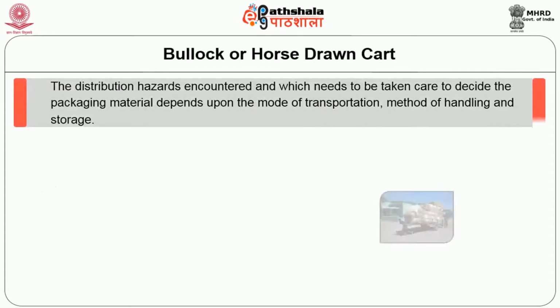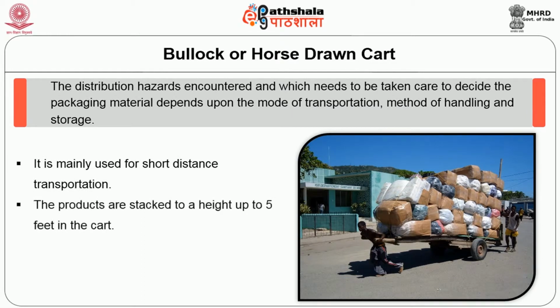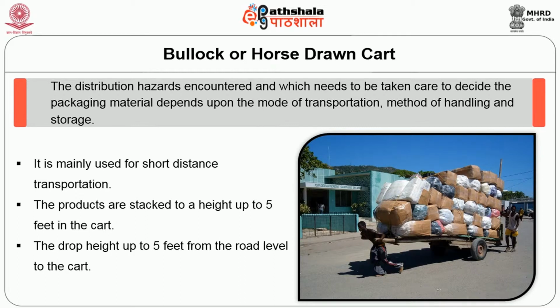The distribution hazards encountered, which need to be taken care of to decide the packaging material, depend upon the mode of transportation, method of handling and storage. The various transportation methods and their hazards: bullock or horse-drawn cart. It is mainly used for short distance transportation. The products are stacked up to a height of 5 feet in the cart. The drop height is up to 5 feet from the road level to the cart.